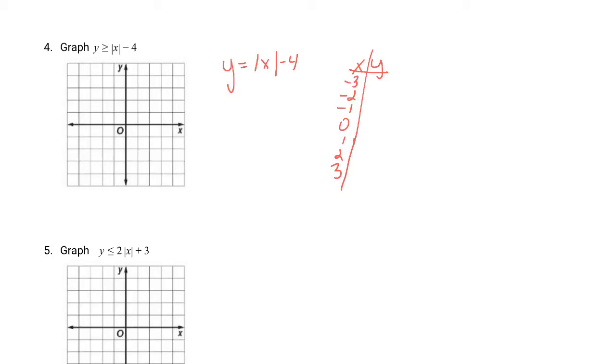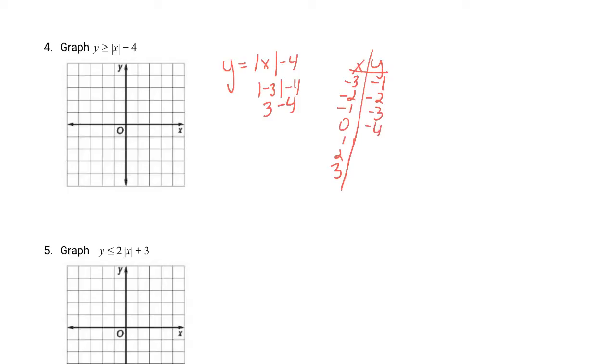When x is -3, plug -3 into the absolute value of x. Absolute value of -3 is +3, and 3 minus 4 is -1. Do the same thing for -2. Absolute value of -2 is +2. 2 minus 4 is -2. For -1, 1 minus 4 is -3.